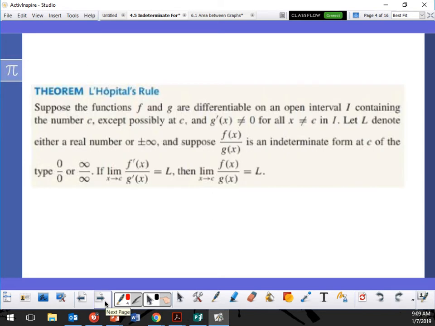Okay, L'Hopital's rule. Suppose that we have the indeterminate form at the number c, whatever c is. You have to write this out. When you're actually doing this and it comes to the AP exam, if you do not write out that it's an indeterminate form, 0 over 0 or infinity over infinity, you do not get full points. You cannot use L'Hopital's rule unless you state it's 0 over 0 or infinity over infinity. You have to do that first, otherwise it doesn't work. You don't get those points.